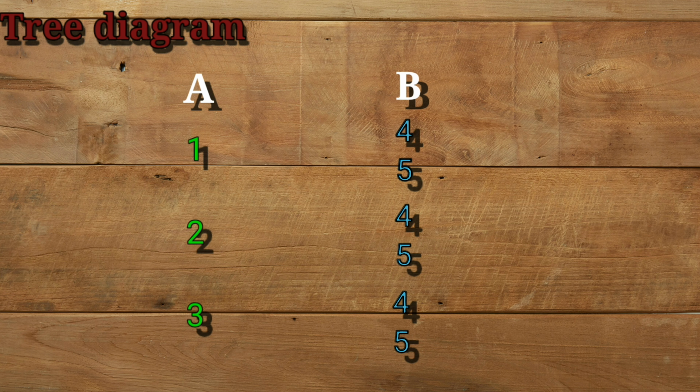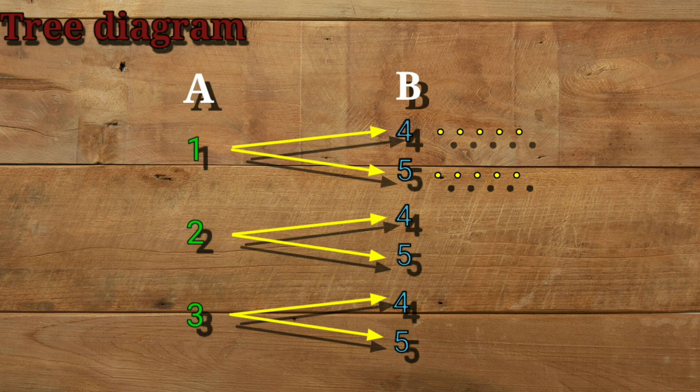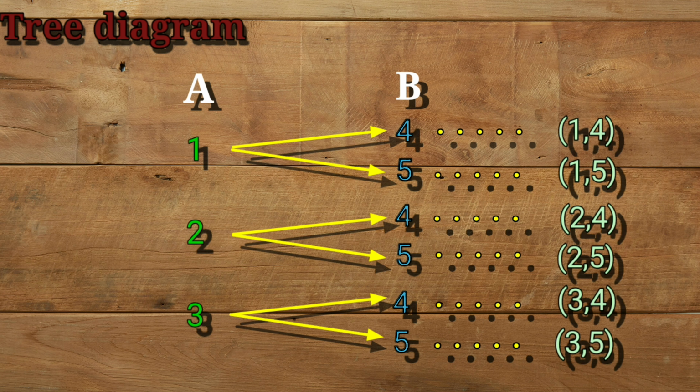Now let us make the pairs, that is (1, 4), (1, 5), (2, 4), (2, 5) and (3, 4), (3, 5). Students, we can see all the possible ordered pairs of numbers taking first element from the set A and its second element from the set B, that is set of all the ordered pairs (1, 4), (1, 5), (2, 4), (2, 5) and (3, 4), (3, 5). This is the Cartesian product of A cross B in tree diagram.